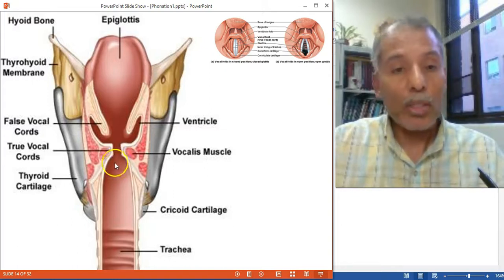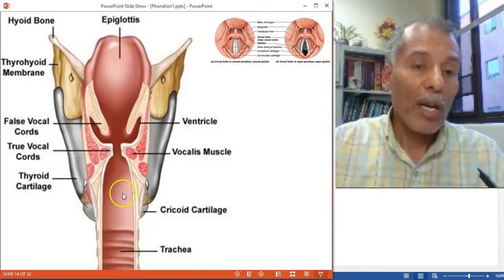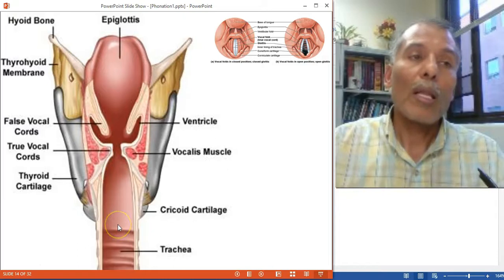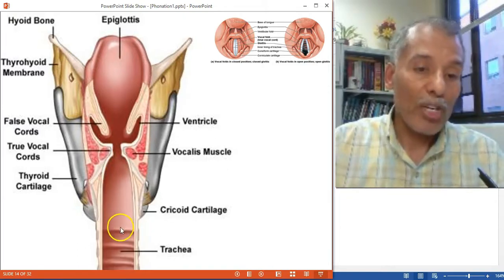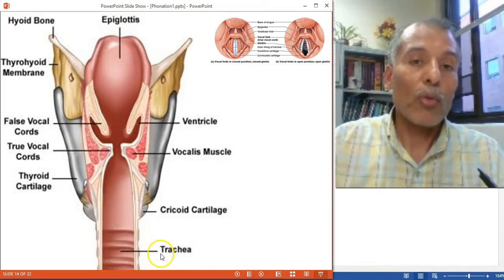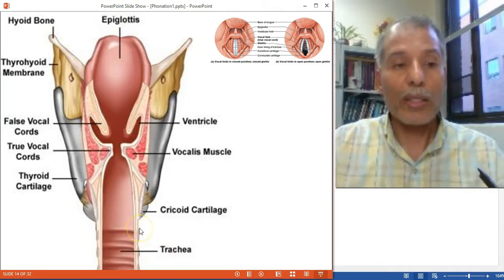And you can't build subglottic pressure here if you do not have adequate tracheal pressure, and if you do not have adequate pulmonary pressure. We discussed this in the respiration section.